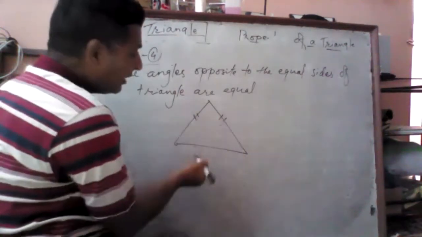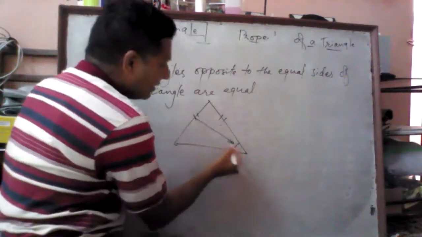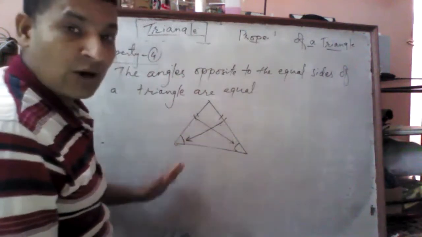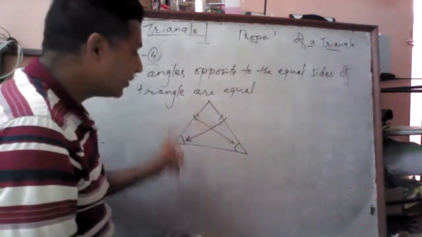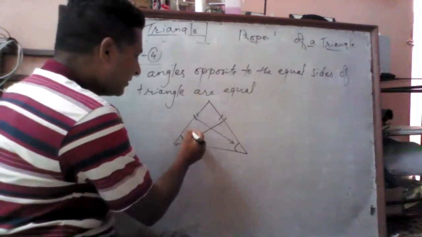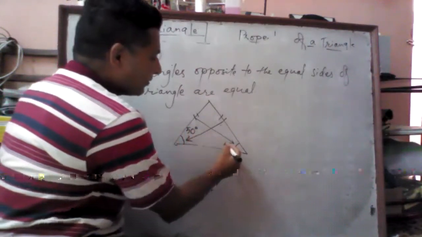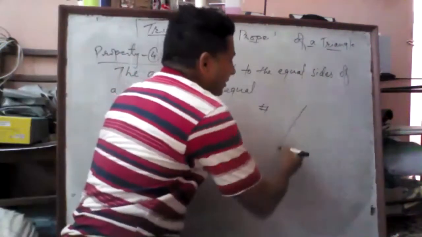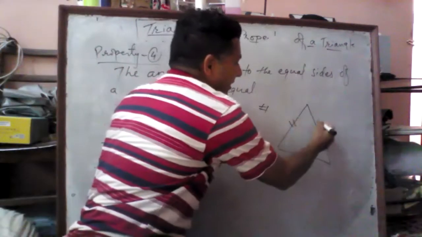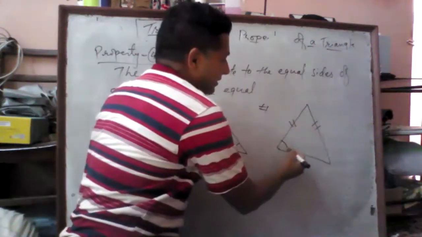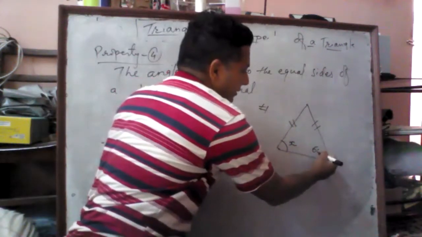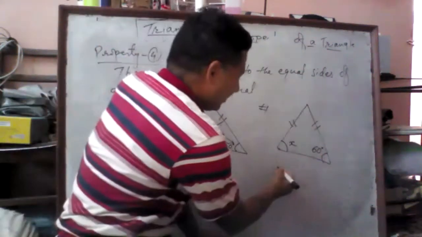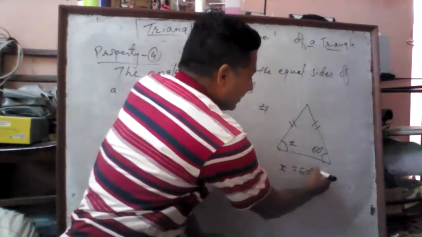These two sides are equal, and its opposite angle is this, and its opposite angle is this. Then these opposite angles are also equal. Suppose this is 50 degrees, then this also will be exactly 50 degrees. If you are given such a question, this side and this side are equal. If this is x and this is 60 degrees, what is the value of x? Yes, obviously it will be x equal to 60 degrees.